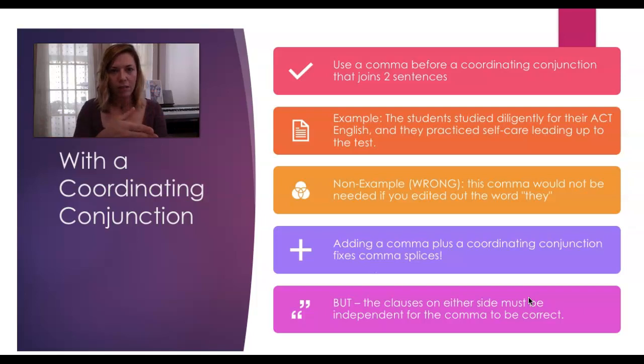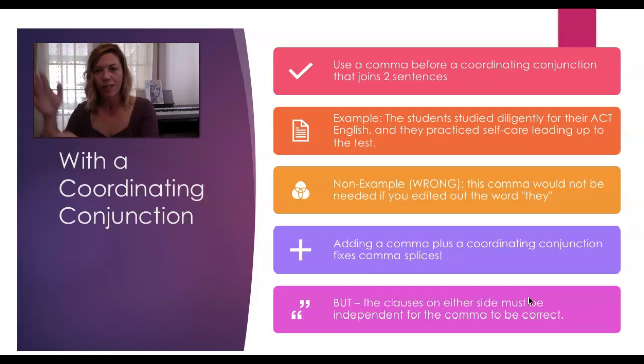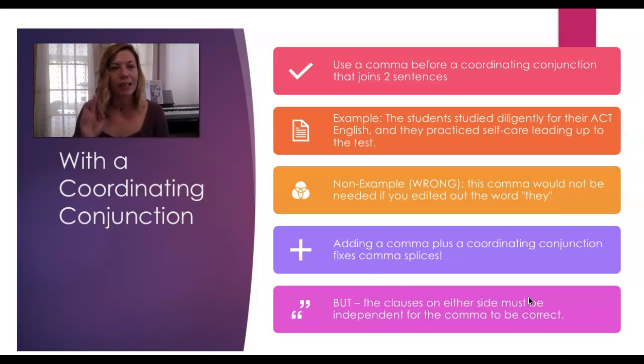The students did what? Studied. How? Diligently for their ACT English. It finishes the thought. Now, then I have a comma and the coordinating conjunction. They, subject, practiced, verb, object, what did they practice? Self-care leading up to the test. So it's a complete sentence.